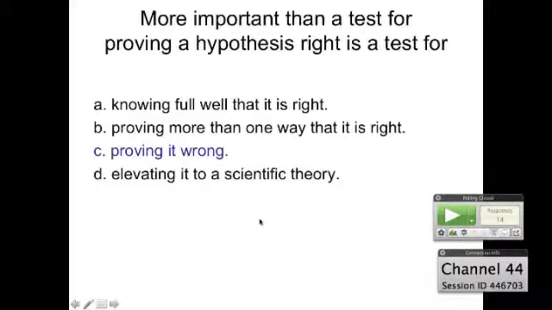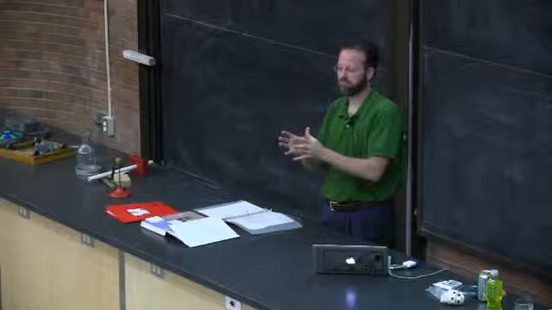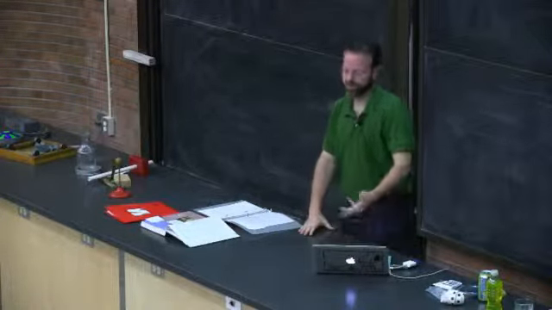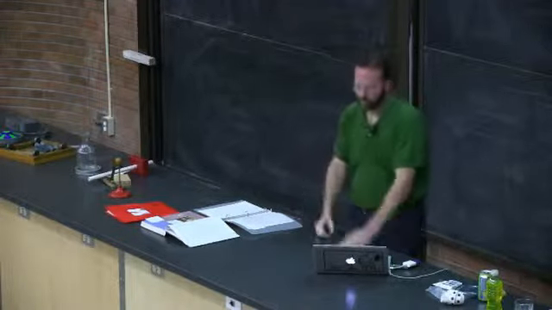It's more important to be able to prove it wrong, because then you can definitively say, yeah, that's not right. Because there's lots of things where you don't always know. They're kind of open-ended. The hope is to eventually turn it into a theory, but that's not what's important about a hypothesis.